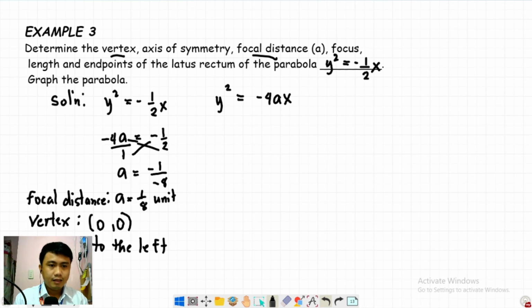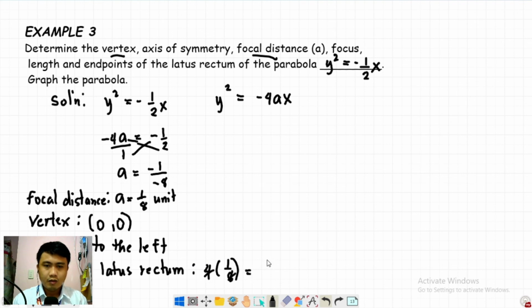And the length of the latus rectum. That's still 4 times A. 4 times A is 1/8, that's 1/2 unit. Let's just put approximate decimals. For this one, 0.125 unit, and 1/2 is 0.5.